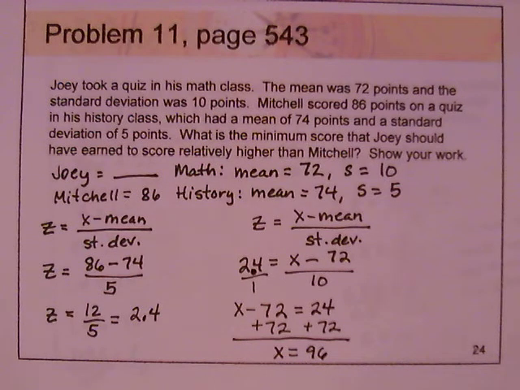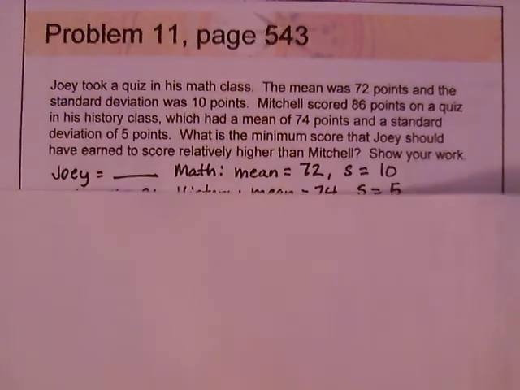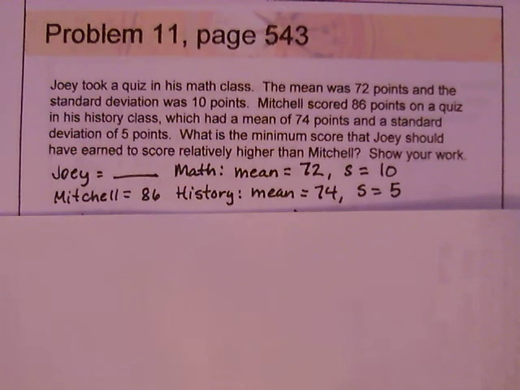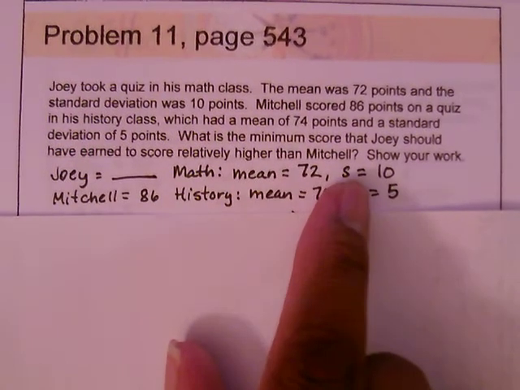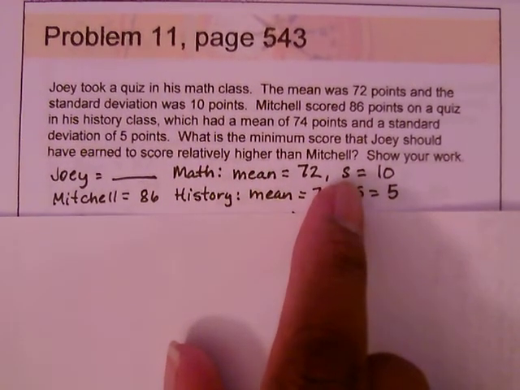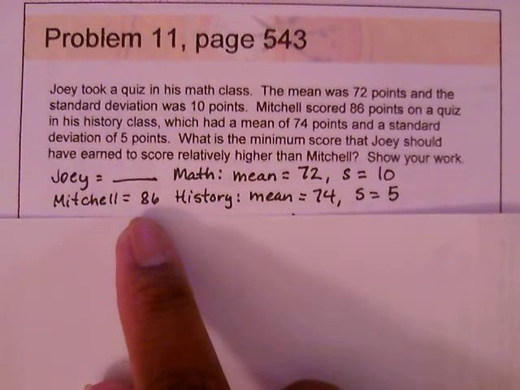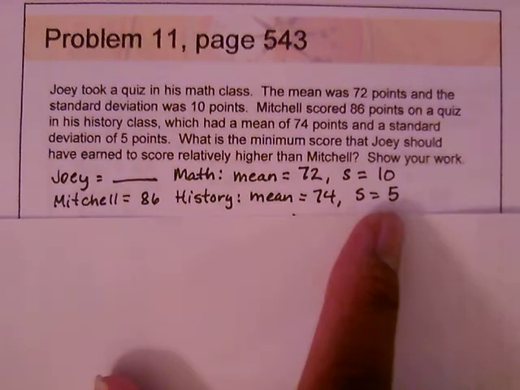And show your work. So here's the work that I showed you, but I'm going to go through this step by step. So we're looking for Joey's minimum score. So we left that blank. Now, he took a quiz in his math class. Here, the mean is 72 and the standard deviation is 10. Here, S is the standard deviation. Mitchell scored 86 on a quiz in his history class. For the history class, that mean was 74 points and the standard deviation was 5 points.